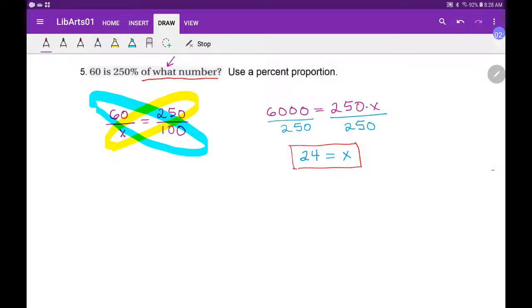And then I just pause for a moment and I think about it. Is 24 a lot less than 60? Yes, just like 100 is a lot less than 250. Yep. So that seems to hold up pretty good.